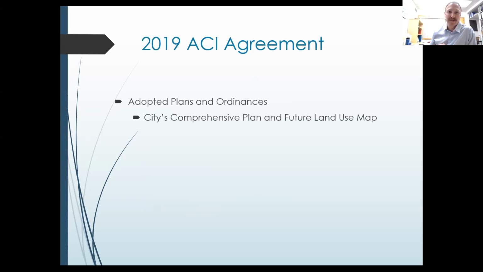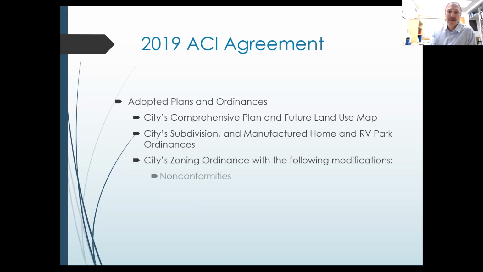So looking at our adopted plans and ordinances, we have the city's comp plan and the future land use map. And I think that this is really important, to have the city's comp plan to be able to plan as the city grows and annexes property in the future. We also have the subdivision and manufactured home and RV park ordinances, but we did make some modifications. So we adopted the county's nonconformity section and the flood hazard areas. The floodplain in the county is actually more restrictive, and we wanted that to apply within the area city impact.